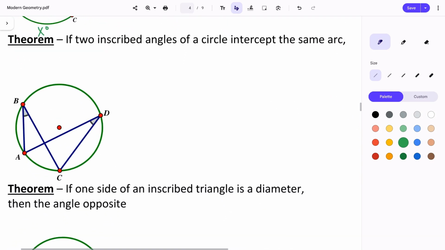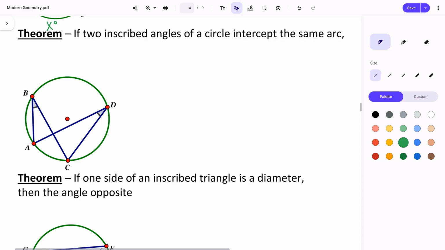Another theorem. This one is saying if 2 inscribed angles of a circle intercept the same arc, and then we need to fill it in. So let's take a look at our picture here. I've got 2 different inscribed angles, B and D. Follow the sides of B and D. Where are they both going? A and C. So they are intercepting the same arc. What do you guys think that means about angles B and D then? If they're intercepting the same arc, they'd be what? The same. Yeah, so let's write that out. If 2 inscribed angles of a circle intercept the same arc, then they are congruent.